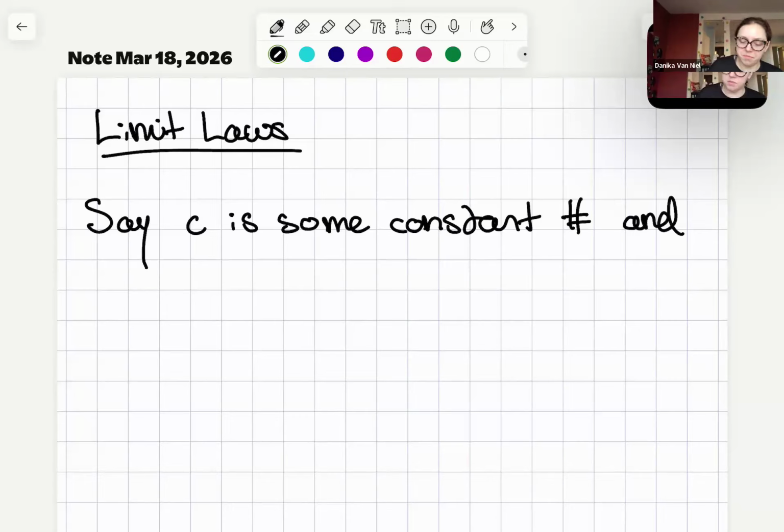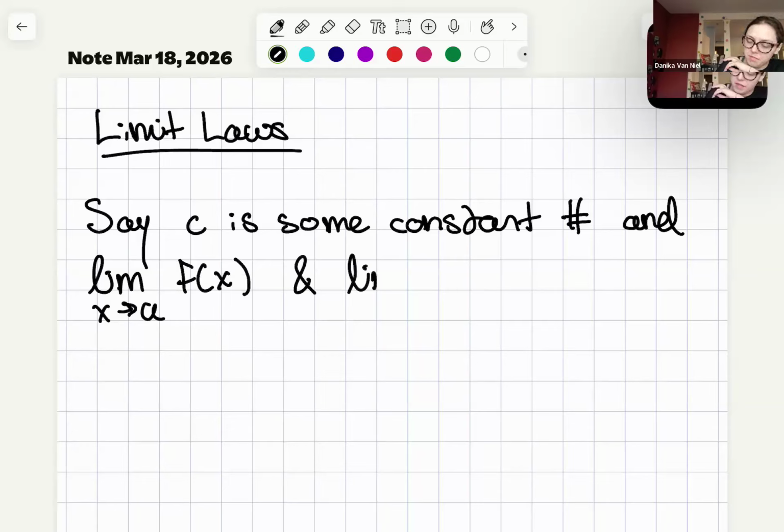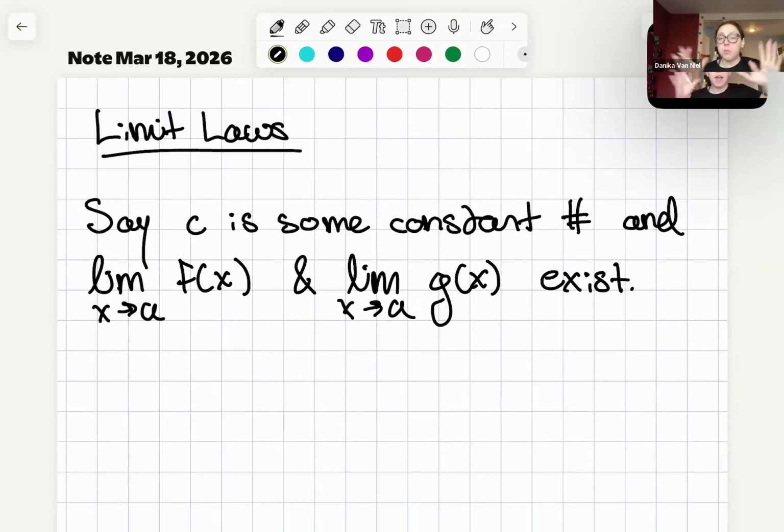And c being a constant also means it's not infinity and it's not negative infinity. And the limit as x approaches a of f of x, and the limit as x approaches a of g of x both exist. So here a could be infinity, a could be negative infinity, a could be some constant, but the limits of these functions exist. Okay.